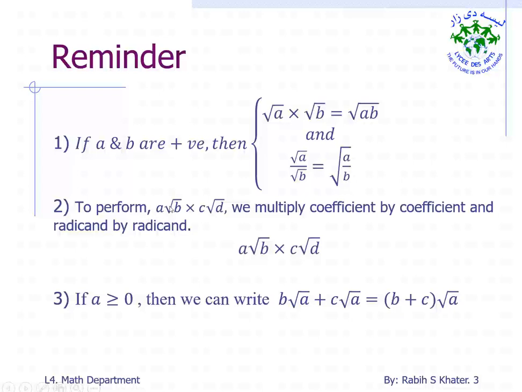Now, to calculate A radical B times C radical D, we multiply coefficient by coefficient and radicand by radicand. That is to say, we multiply coefficient A by coefficient C and the radicand B by radicand D. Now, if A is a number greater than or equal to 0, then we can write B radical A plus C radical A as the sum of the coefficients, B plus C, times radical A. This is adding or subtracting radicals.